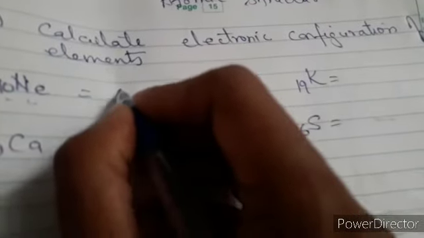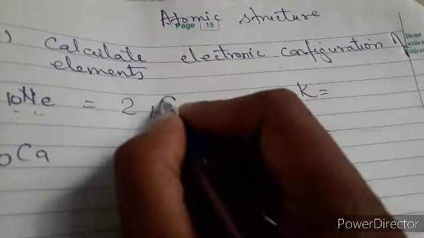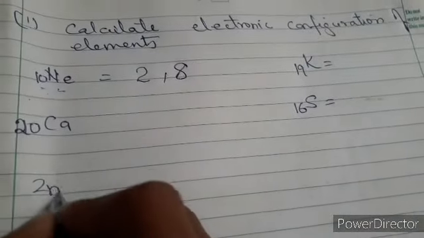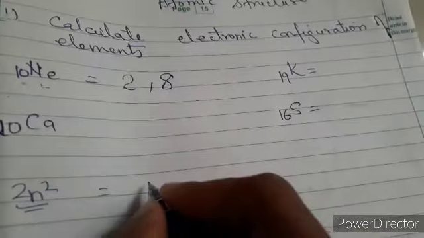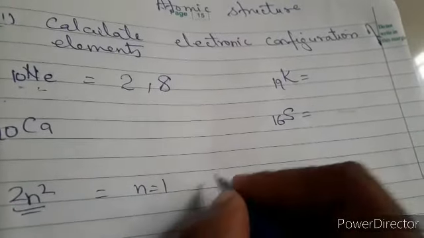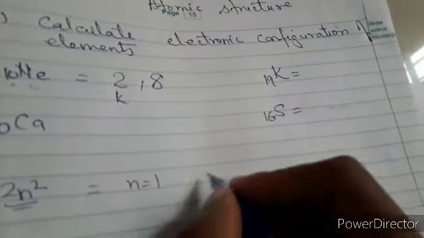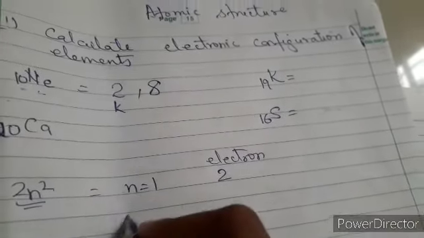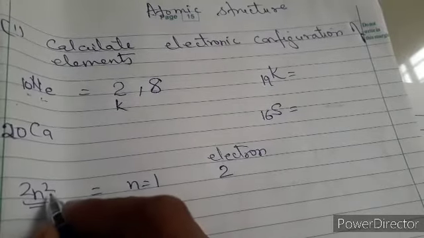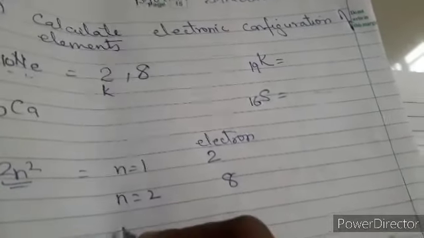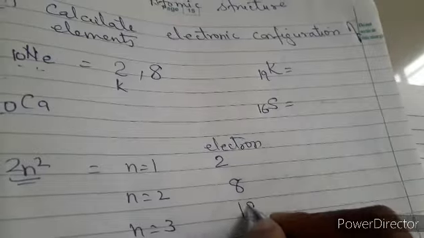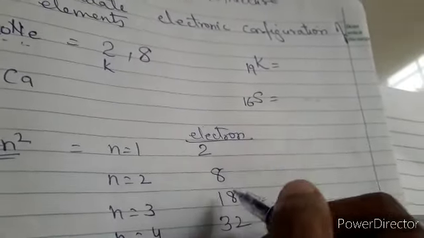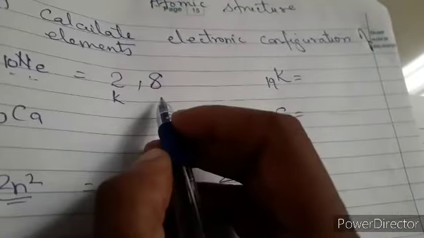So you know that the first orbit contains 2 electrons, then the second contains a maximum of 8 electrons. If you have forgotten, then focus on the 2n square formula, right? If n is equal to 1, the first shell, K, will contain a maximum of 2. If n is equal to 2, then 2 times 2 squared is 8 electrons. Then n is equal to 3 gives 18. If n is equal to 4, you get 32. But you will see that we are not putting 18 and 32, but we are putting in this manner.